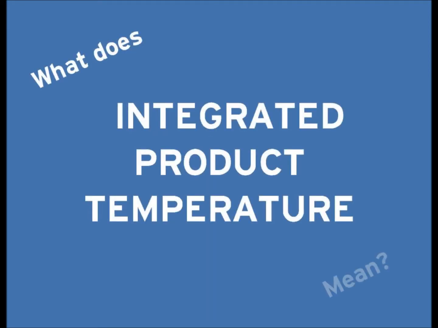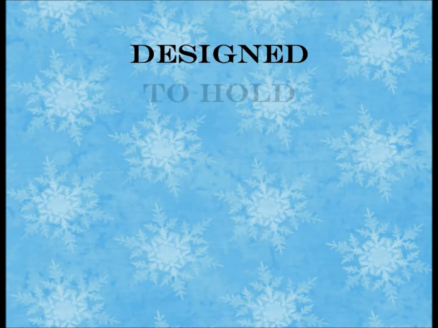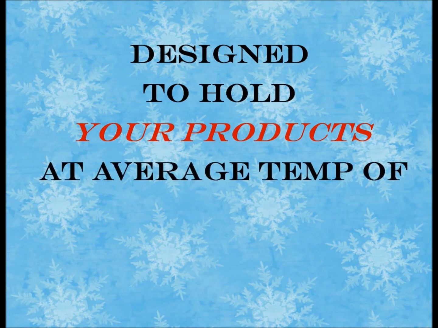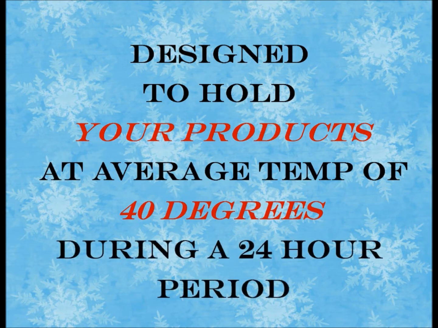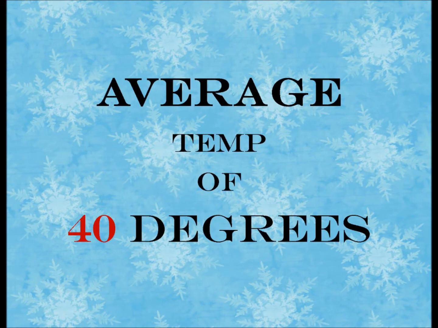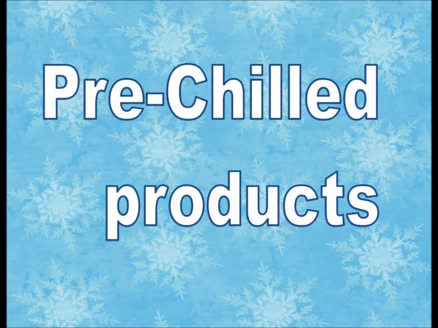Integrated product temperature. What does integrated product temperature mean? It means that our cases are designed to hold your products at an average temperature of 40 degrees during a 24-hour period, including the defrost cycles. In order to maintain this average, it is imperative that you load pre-chilled products into your air screen merchandiser.